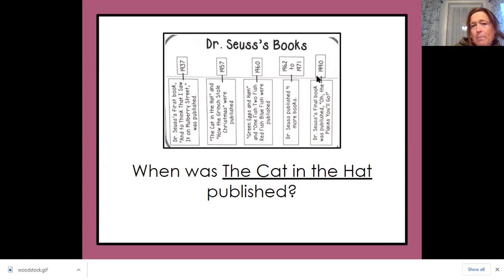When was Cat in the Hat published? So we have to look at our dates. The Cat in the Hat was published in 1957.